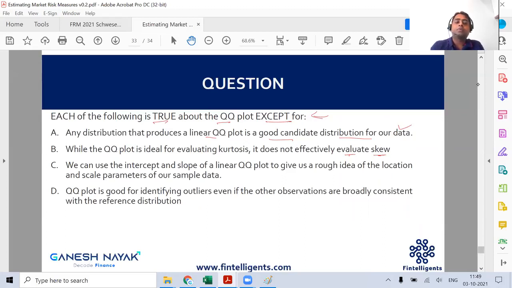Think about this. What about C? We can use intercept and slope of the linear QQ plot to get a rough idea of the location and the scale. Location means the average, scale means the standard deviation. This is also correct. QQ plot is good for identifying outliers. We have talked about this. So my answer has to be B, right? Because that is incorrect.